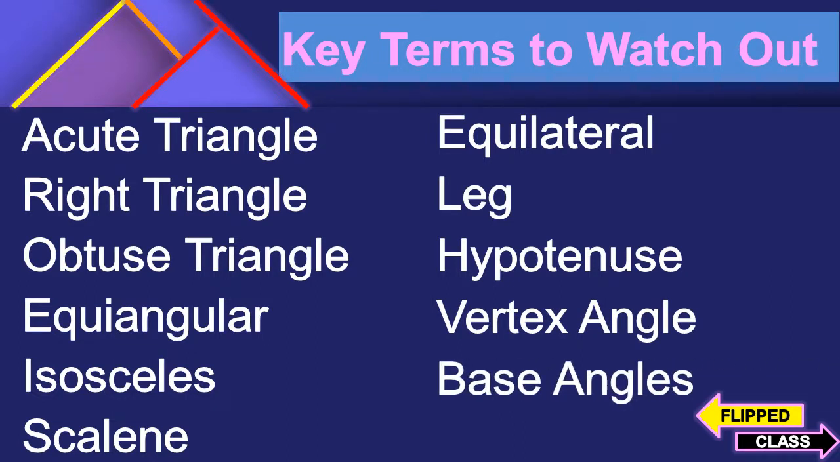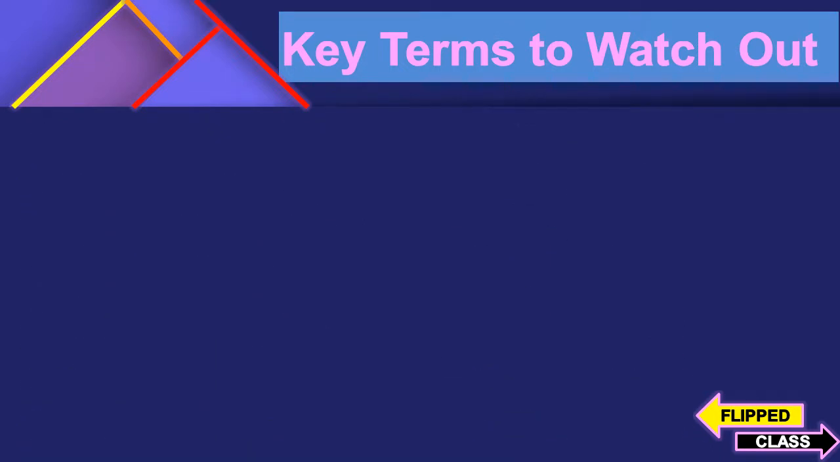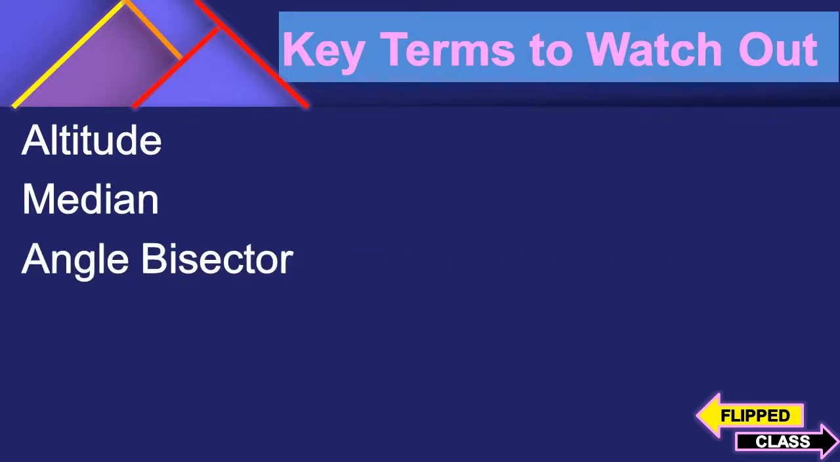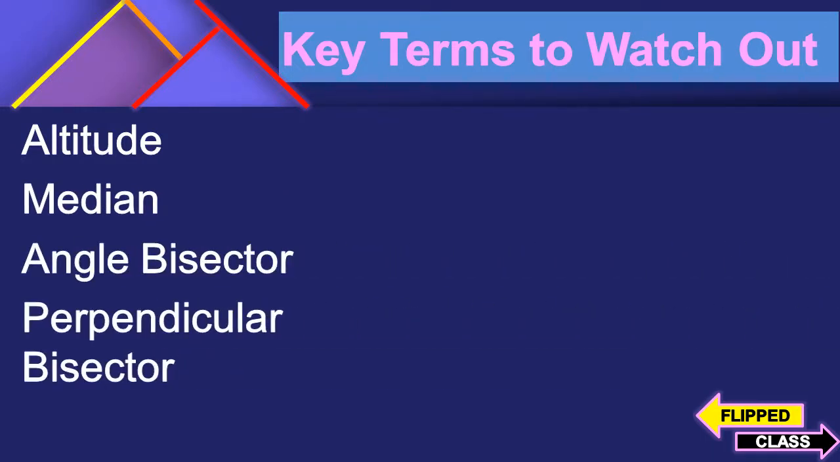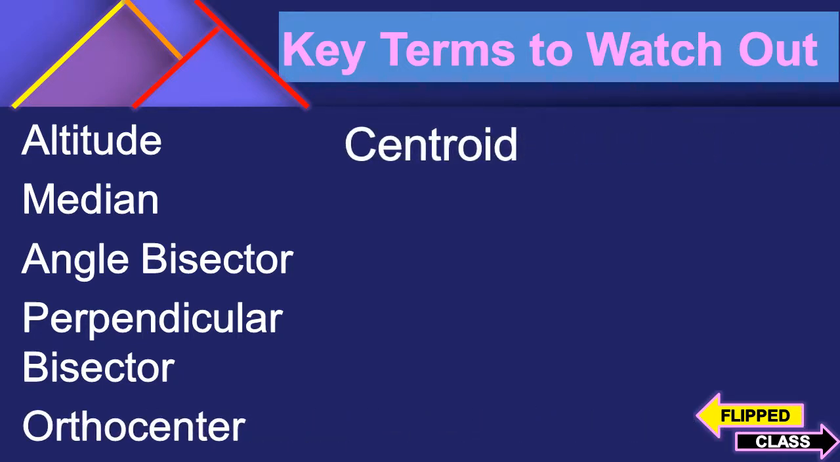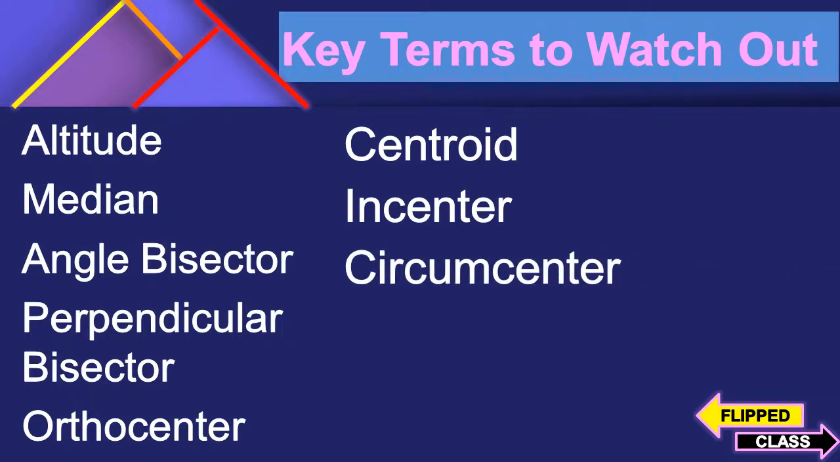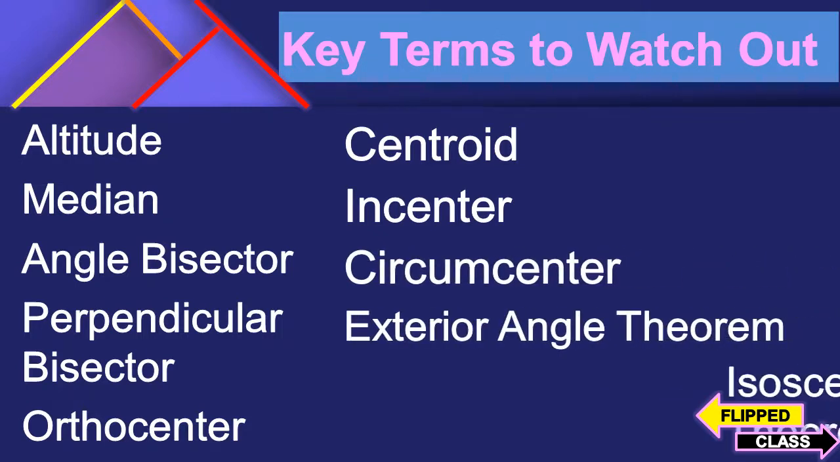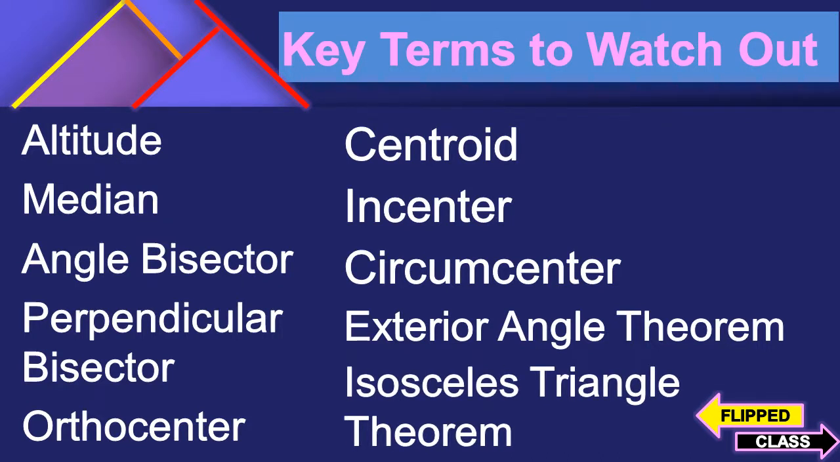Aside from these terms, I want you also to watch out for what is an altitude, what is a median, what is an angle bisector, the perpendicular bisector, including what is an orthocenter, a centroid, incenter, circumcenter, and the two theorems, the exterior angle theorem and the isosceles triangle theorem.